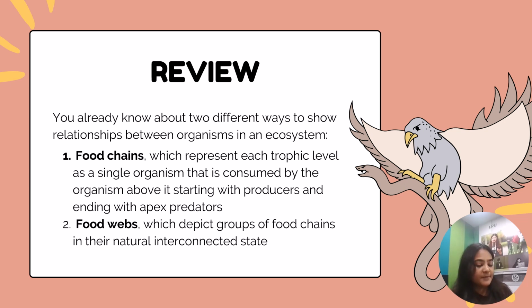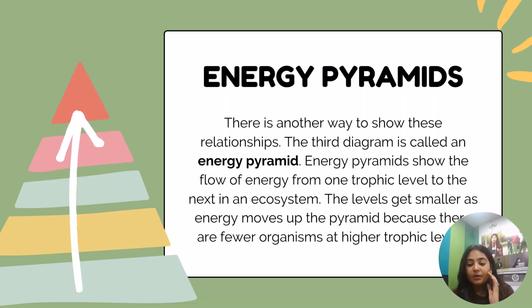Next we have food webs, which depict groups of food chains in their natural interconnected state, which means that one organism can survive by eating organism 1 as well as organism 2. But in food chain, it is like a chain. If the population of one organism gets affected, the whole food chain will be disrupted. But in food web, if the population of one of the organisms decreases, there will still be no overall effect on the food web. This is a major difference between both the chains.